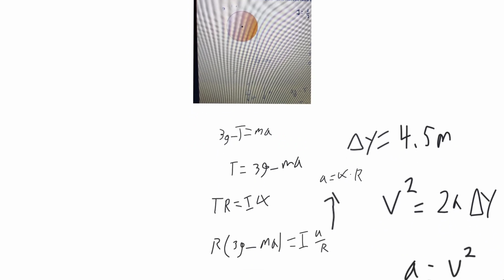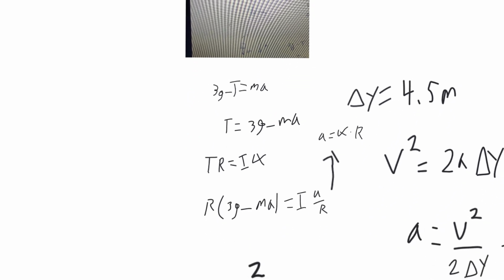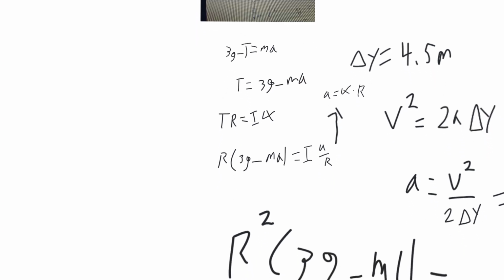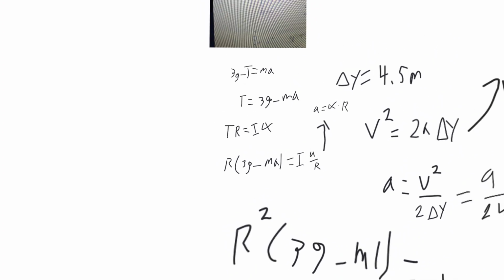We're going to start with F equals ma. We have 3g minus T, which is the tension, equals ma. We solve for T: T equals 3g minus ma, to find what T is. And the tension is actually going to produce a torque.